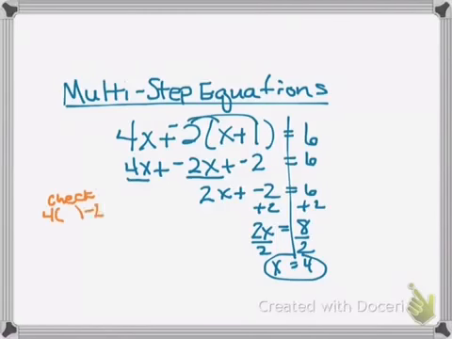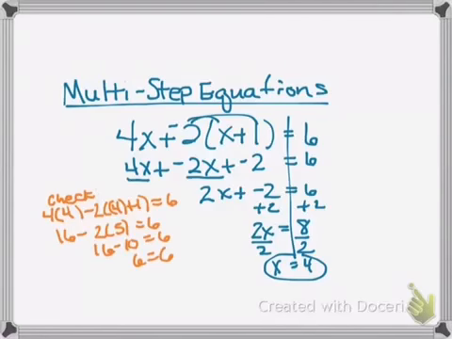You can check this. It's a little bit longer. You've got several things to plug in. So I have 4 times 4, 16, and then I have 2 times the quantity 4 plus 1, so that's 5. You can see that's going to be 16 minus 10 equals 6, and 6 equals 6. So it checks.